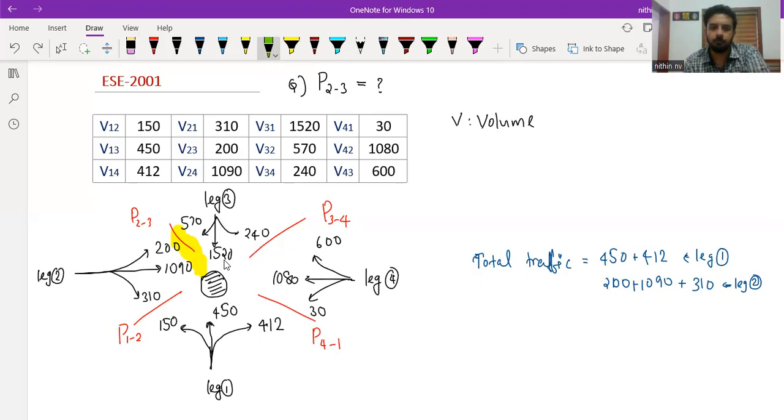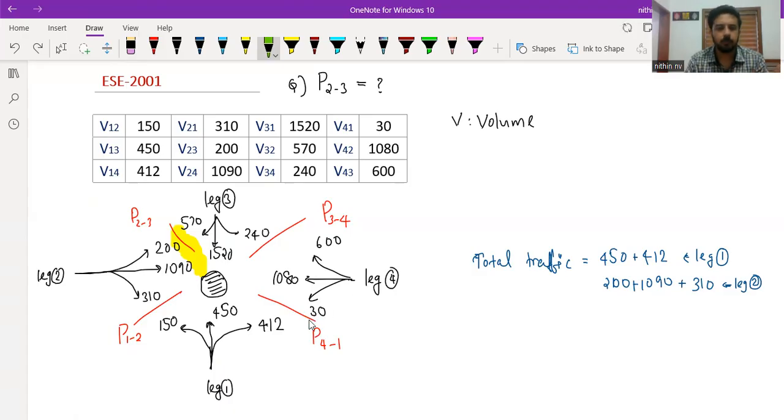Now, what about this 1520? No, that is also not going to use, no? So it will be coming like this and it will be going like this, not going to use. What about 570? That also will not be using, no? 570 will be going like this only. That also not going to use. So no value from leg 3 we require. Right or not? The next is from leg 4.